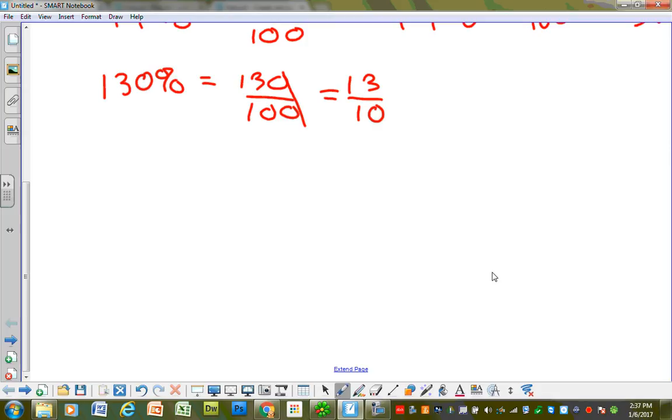Okay, now, let's do another one like that. I want you to try this one on your own. You can do it on your whiteboard, or in your notes, I don't care. What if I had 185%? Change that to a fraction, please. 185%. Try that one on your own.